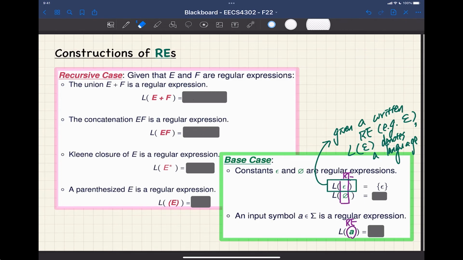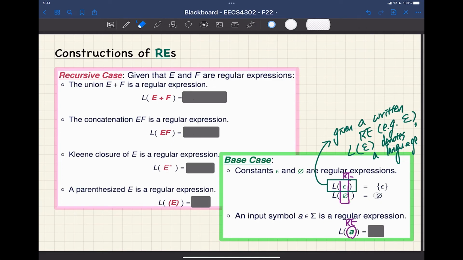There's another case which will also be very useful, as we'll see later, which is simply the empty set, theoretically. There could also be a regular expression. What would be the language corresponding to your empty set? Well, just the empty language, okay?